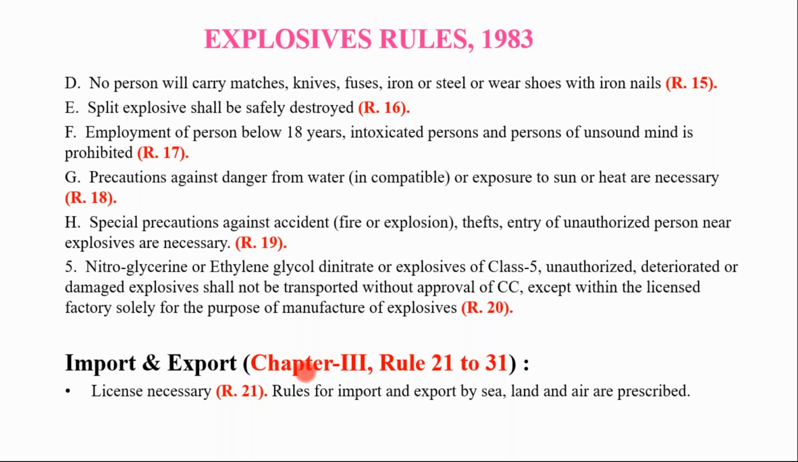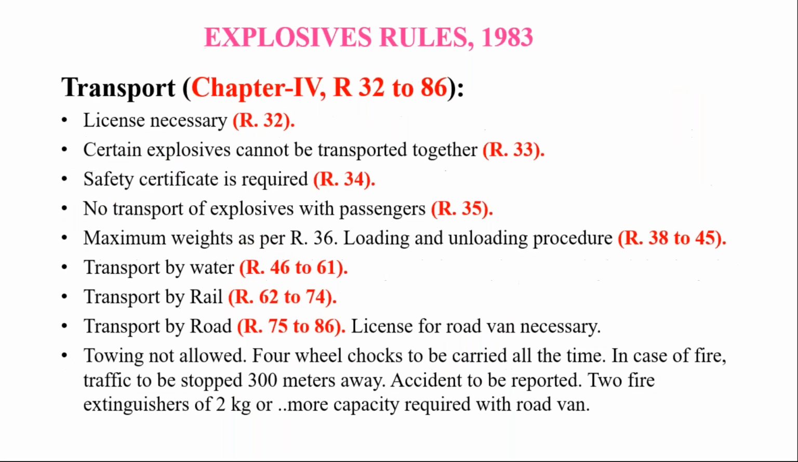Then about the import and export. Under this title, chapter 3 gives you the idea regarding the guidelines for the import and export of this explosive under rules 21 to 31. Rule number 21 is related to the license. A license is necessary for importing and exporting these types of explosive through the sea, land or air.